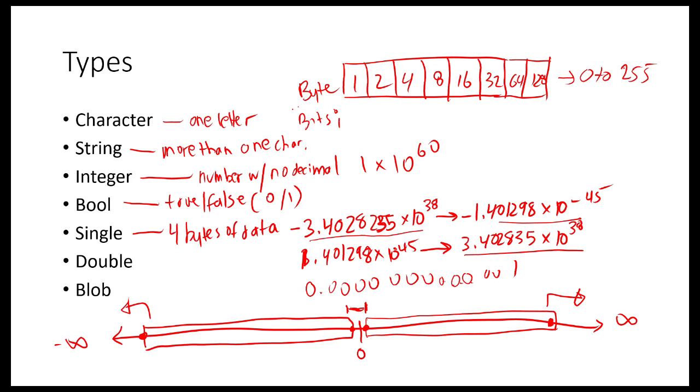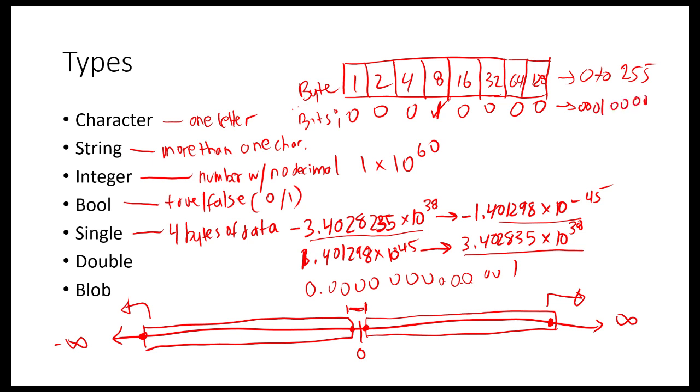So for example, if I wanted the number 8, I would just turn on number 8. So we just give this a 1, and we make the rest of these zeros. So we can represent the number 8 as 0, 0, 0, 1, 0, 0, 0, 0.